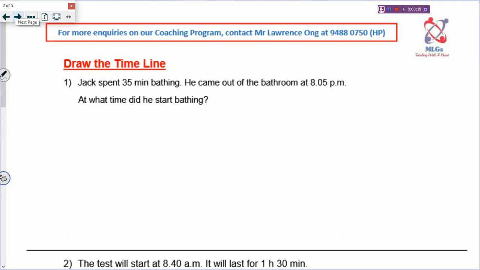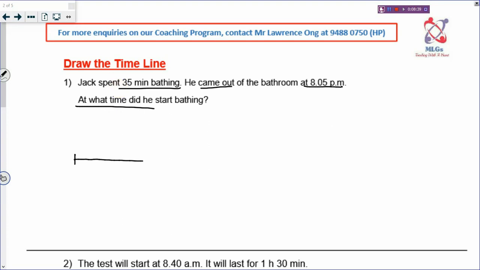Now the second part is quite important because you need to draw the timeline. One of the methods that we use to solve time problems is to draw the timeline. All right, so Jack spent 35 minutes bathing. He came out of the bathroom at 8:05 p.m. So what time did he start bathing?